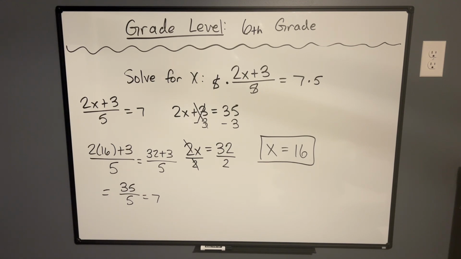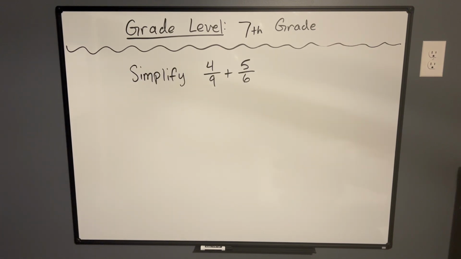So this was our first actual algebra problem of this video. So that's it for 6th grade. Let's go ahead and move on to 7th. All right, so here we are in the 7th grade. So we are actually going to be adding fractions for this question. We're going to need to simplify 4 over 9 plus 5 over 6.